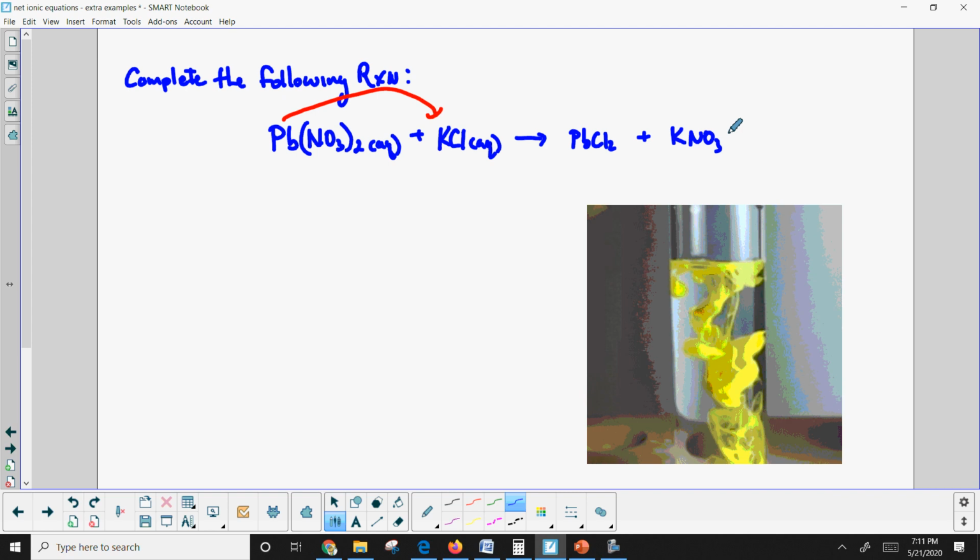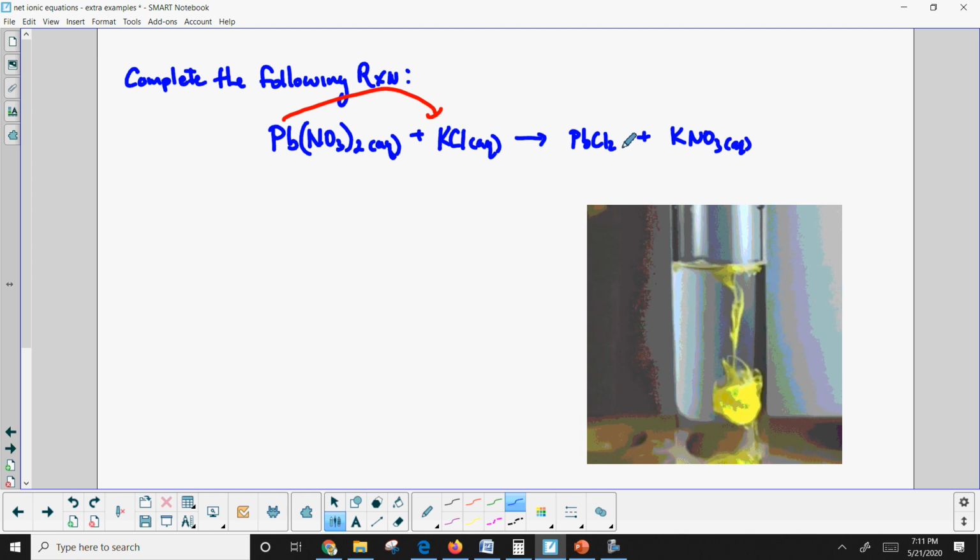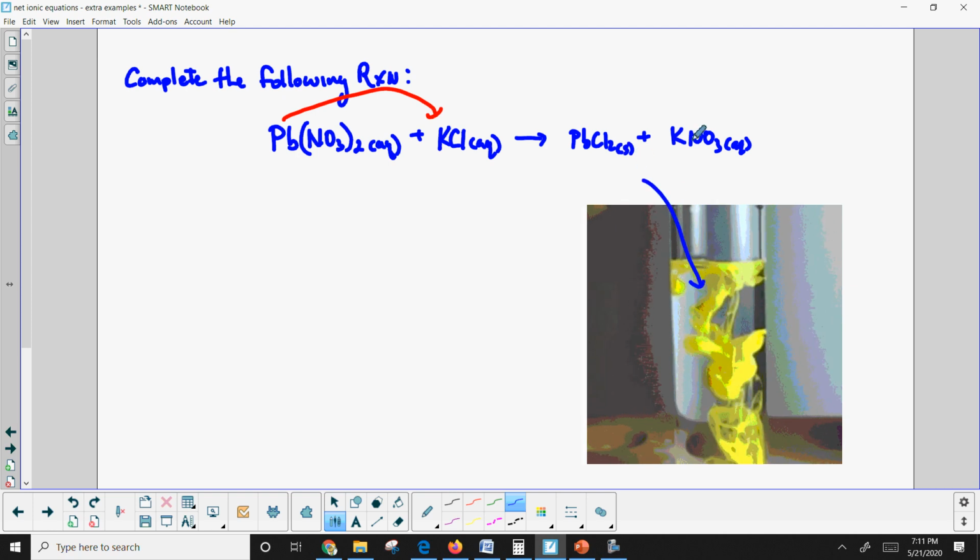And then you look at your solubility rules. What you're going to find is that the potassium nitrate is soluble, as are all nitrates. And then lead 2, when it's with a halide, is insoluble. It forms these solids. So this is what the yellow is over here. The yellow precipitate is lead 2 chloride. Now, what's going to happen is we're going to keep track of what's happening behind the scenes in this reaction.